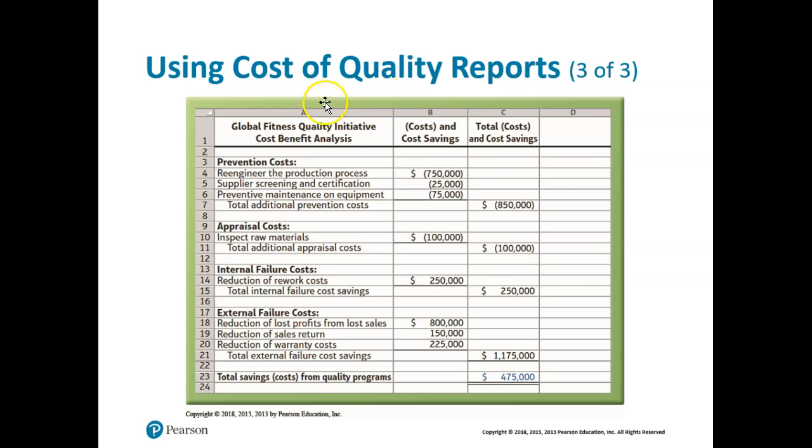Here's the savings. So here's the quality initiative. They've broken it down between prevention, appraisal, internal failure, and external failure. These are the savings they expect to generate, and here's the total cost savings in each area that they expect. Okay, all right. It's a big chapter, but the quantitative part is in the first half of the book. The second part you still need to have an understanding of. Okay.